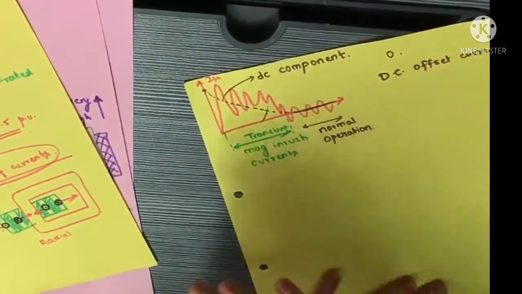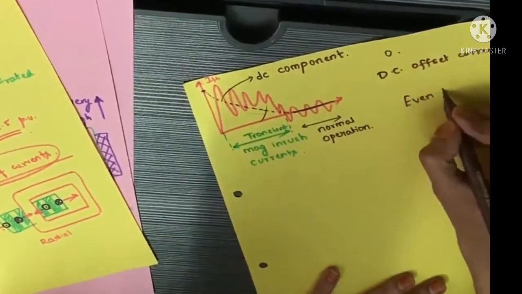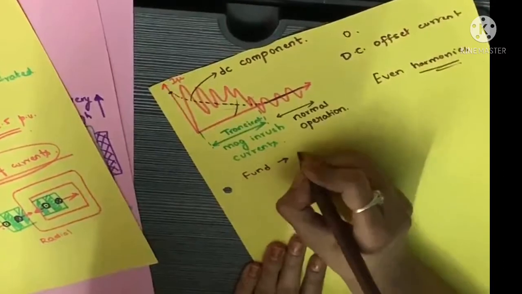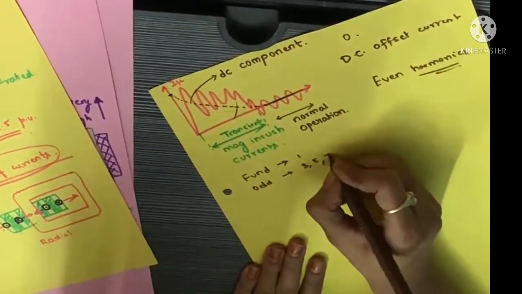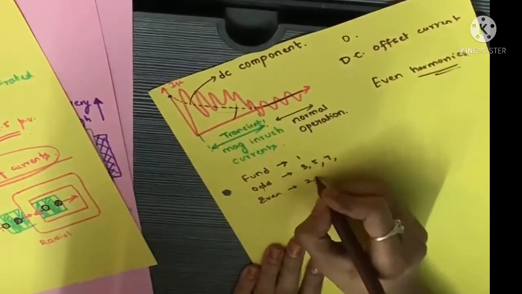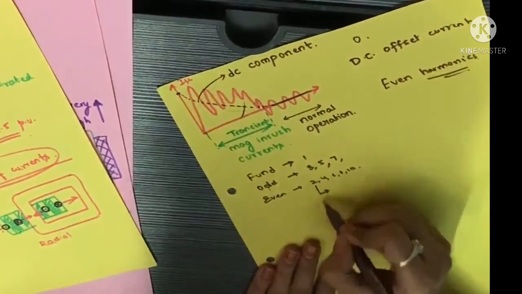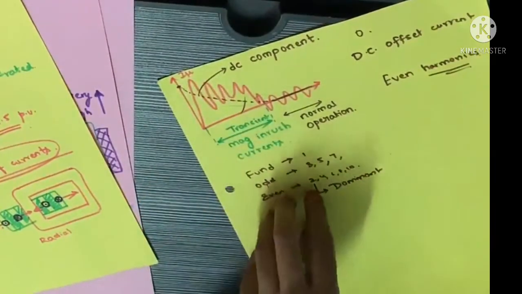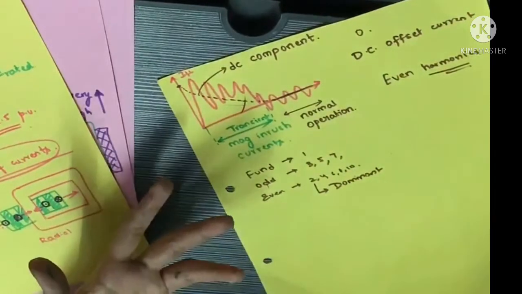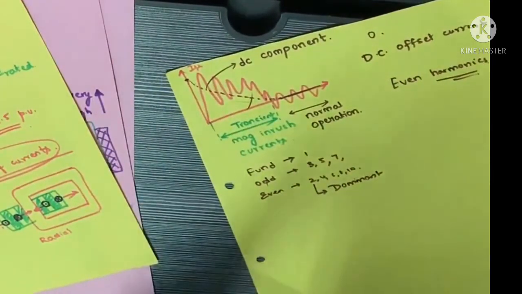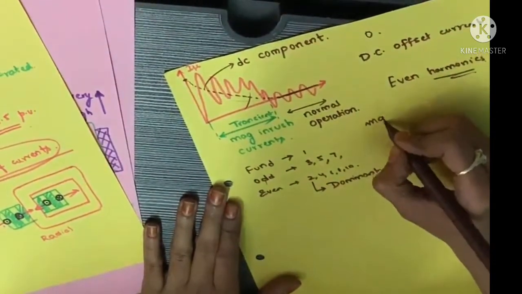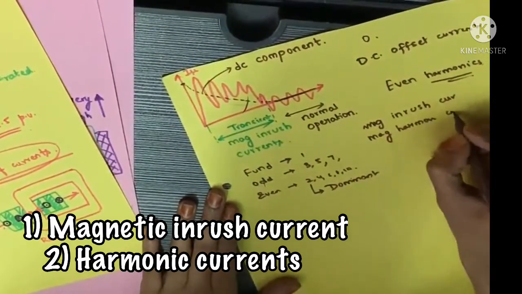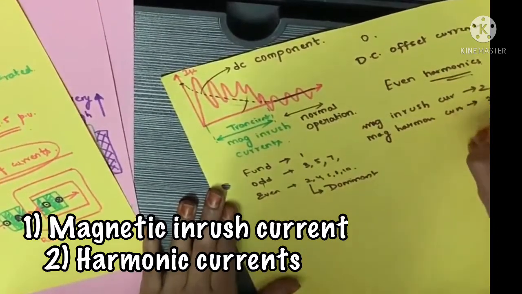This means the Fourier series contains not only odd harmonics but also even harmonic currents. As we know, the fundamental component is 1, odd components are like 3, 5, 7, and even are 2, 4, 6, 8, 10, whereas the 2nd is the dominant harmonic. So magnetic inrush currents are rich in the second harmonic component, whereas magnetizing harmonic currents are rich in the third harmonic. Just understand the difference. There are two types, magnetic inrush currents and harmonic currents. This is rich in second harmonic and this is rich in third harmonic.